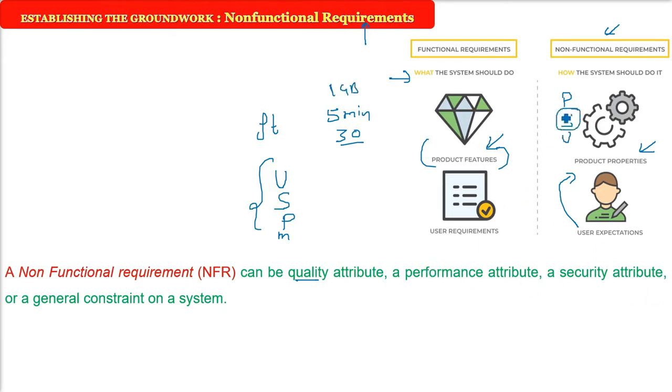Every software needs some security. Some keys have to be used, some authentication and authorization has to be established. This is the security attribute. Or the NFR can also be some general constraint, that is, this shouldn't be there, or this can only go up to that extent. That is also an NFR. That is the constraint you will keep in your mind.